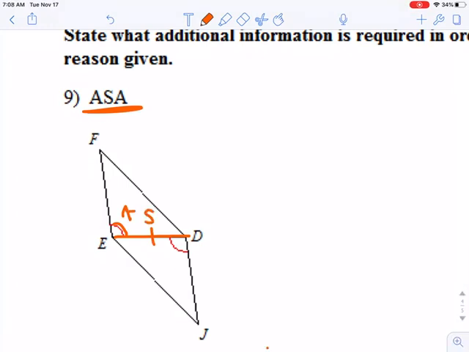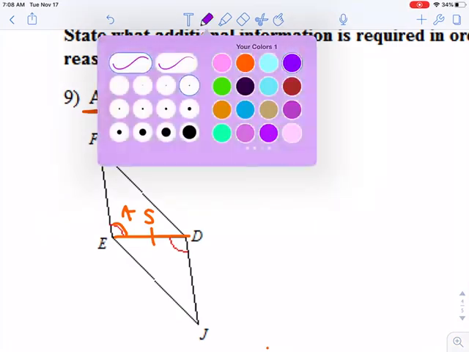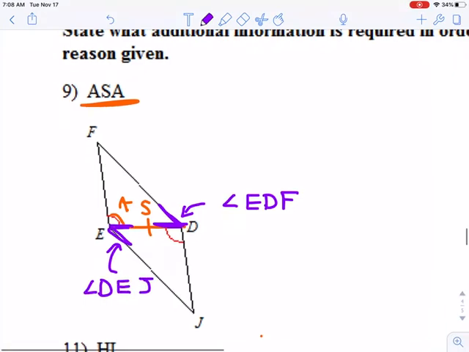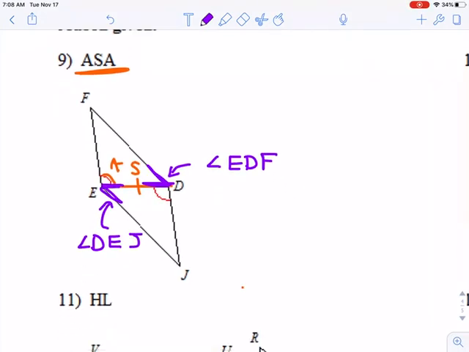So really I need angle. Now again, let's be a little precise. I need this specific angle and this specific angle. All right, this angle, it's gonna be angle EDF. And this angle is angle DEJ. All right, we have to use 3 letters. So basically I just need to know those 2 angles are congruent.